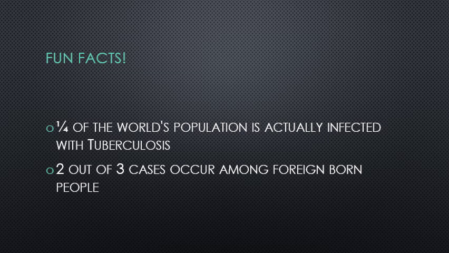So, fun facts: 1/4 of the world's population is actually infected with tuberculosis. However, there are 2 different types of tuberculosis: latent tuberculosis and active tuberculosis. With the latent one, you can have a tuberculosis infection, but the bacteria can remain in your body in an inactive state and it causes no symptoms. So it isn't contagious and it doesn't really give you symptoms. However, it can turn into active tuberculosis later on in life.